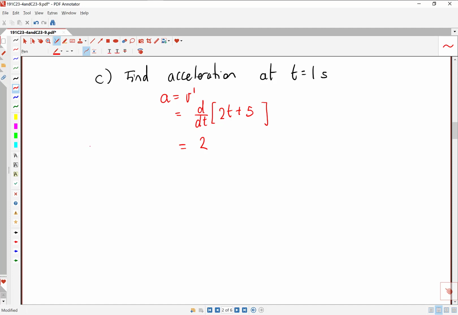So there's no t value to plug into. In general, you would have a t value in your acceleration, and then you'd plug in and say, okay, at a certain time, my acceleration is something or other. But because the acceleration is constant here, it doesn't matter what time value you're talking about, you're still just going to get 2. And the units there would be meters per second squared.